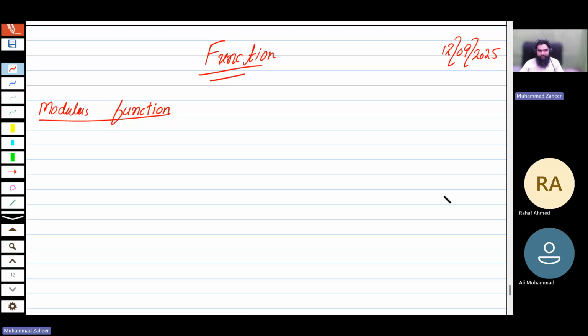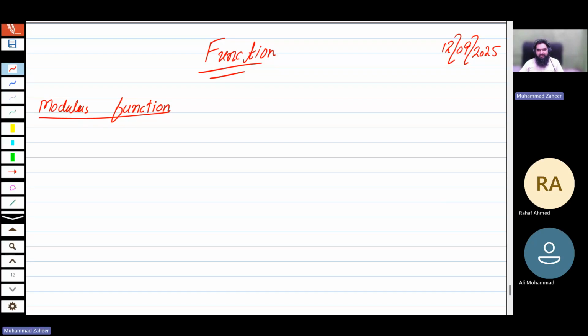With the modulus function. Okay. In the last class, our main focus was the substitution process, in which we are just substituting the value. For example, the examiner says you have to find f of 2, so we find that.